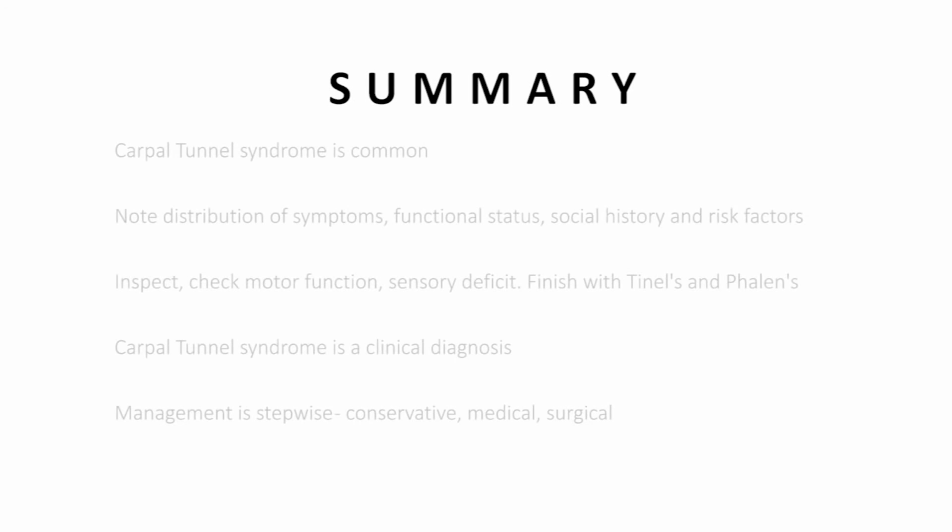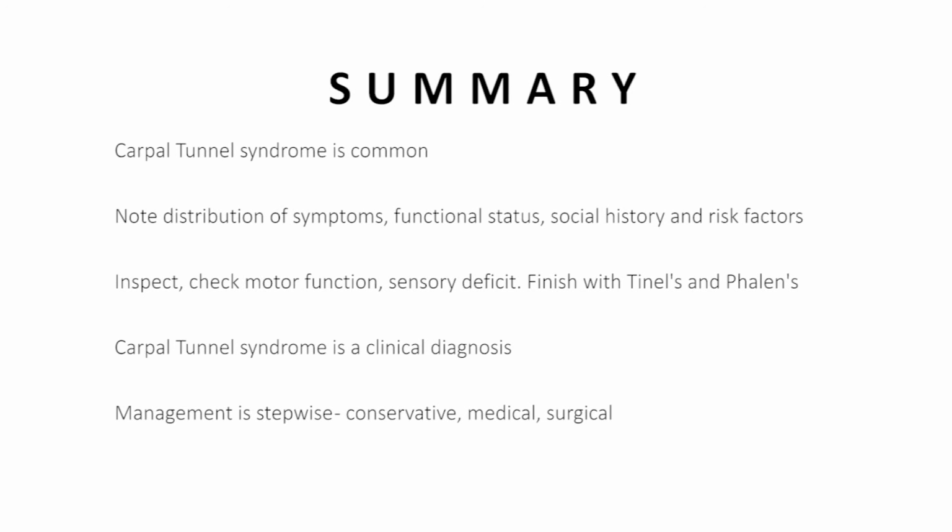In summary, carpal tunnel syndrome is a common condition of the hand and wrist. When taking a history, take note of the distribution of numbness and tingling, as well as the functional status of the patient. Check relevant social history and risk factors. Examine by inspecting, checking motor function and sensory deficits. Conclude with Tinel's test and Phelan's test. Carpal tunnel syndrome is a clinical diagnosis with management being escalated from conservative to medical to surgical.